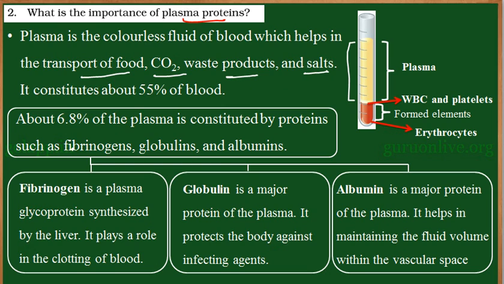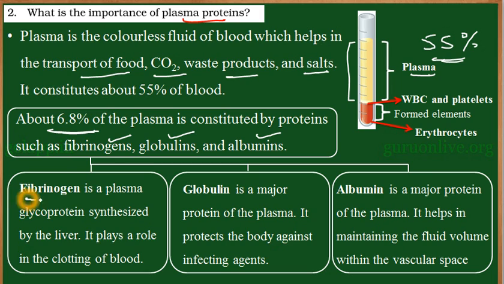Majorly there are 3 types of proteins present in the plasma. Around 6.8% of the plasma constitutes protein. Totally, 55% of the blood is plasma, and among that, the majority part is water. So 6.8% of the plasma will have proteins in it. There are 3 different types of proteins in the plasma: one is fibrinogen, the second is globulins, and the third is albumins.